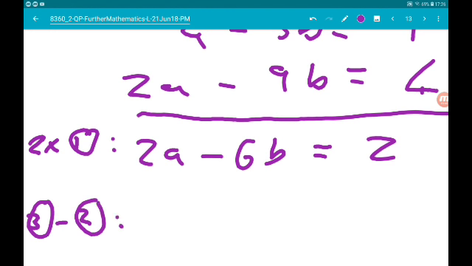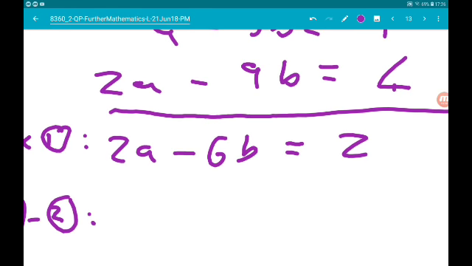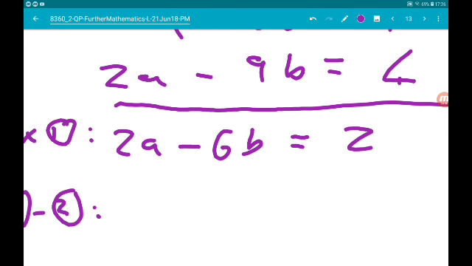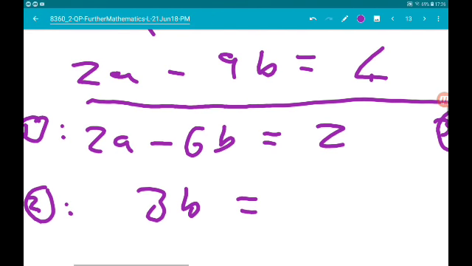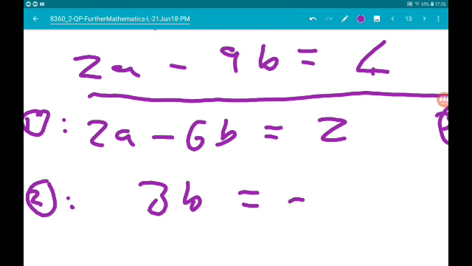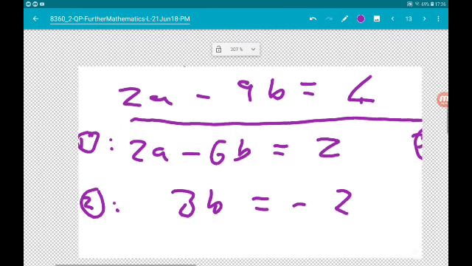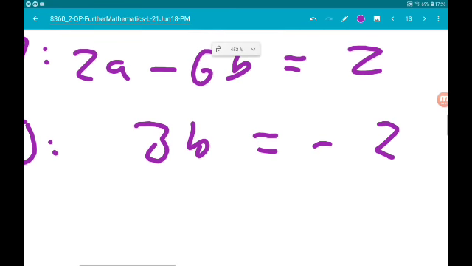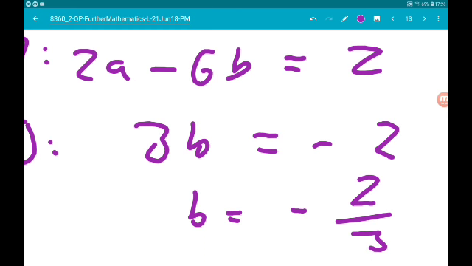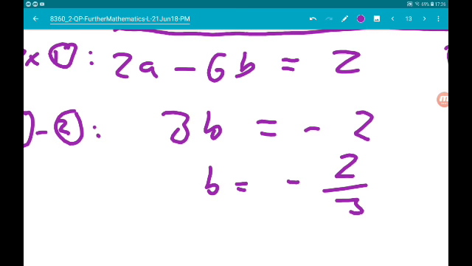So 2a minus 2a cancels out. Minus 6b minus 9b is minus 6b add 9b, so that's 3b. And then we got 2 minus 4, and that's going to give us minus 2. So, we get from that b is minus 2/3.